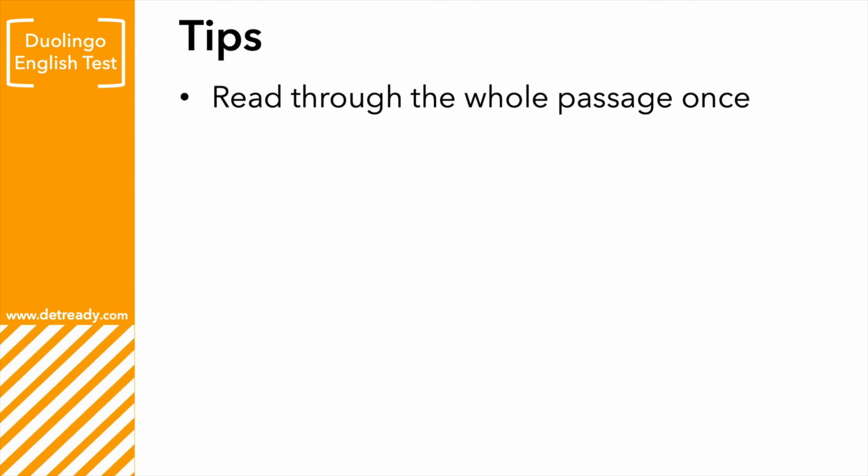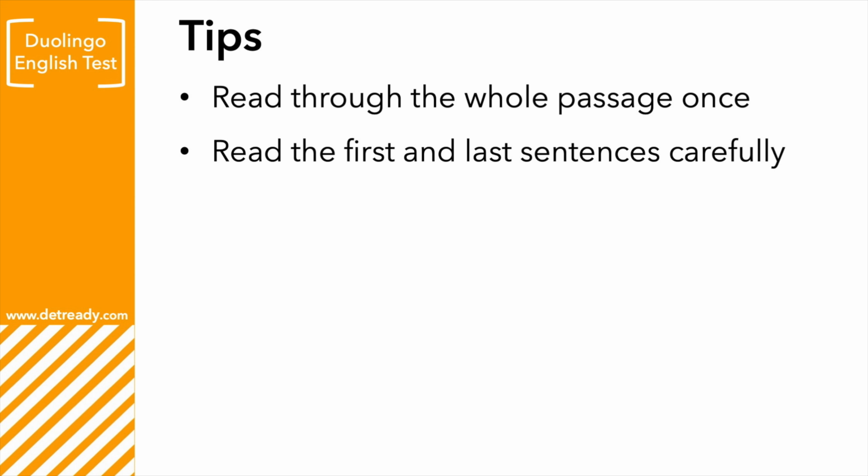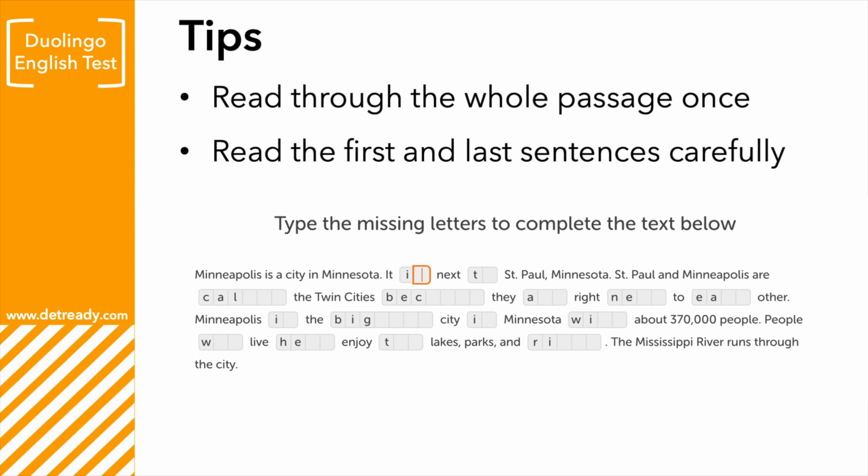In my opinion, the first thing you should do is read the whole passage through once before you start typing out any words. It will be helpful for you to get a good understanding of the context before you start typing out the words. You should also pay close attention to the first and last sentences, because usually there are not any incomplete words in these passages. Look here at this example. So if you pay close attention to the first and last sentences, it will give you a really good idea of the context and then perhaps help you with what vocabulary to use when you complete the blanks.